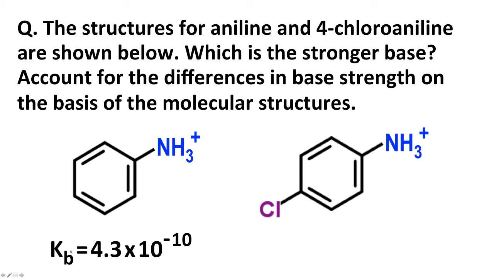So if we look up the K sub B value for aniline and we get that it's 4.3 times 10 to the minus 10th, we could predict that 4-chloroaniline would have a smaller K sub B because it's a weaker base, corresponding to the stronger conjugate acid. And it turns out that that's true. We get K sub B is 1.4 times 10 to the minus 10th, less than 4.3 times 10 to the minus 10th.